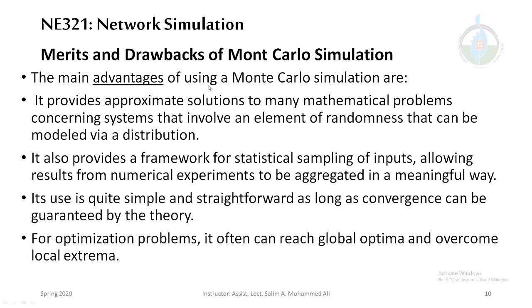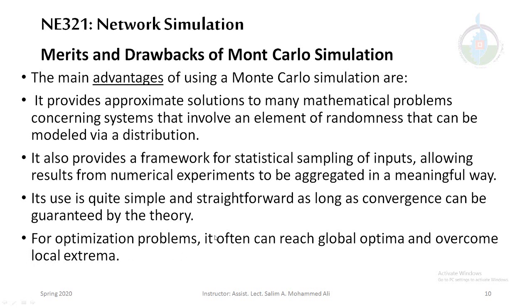The main advantages of using Monte Carlo simulations are it provides approximate solution to many mathematical problems concerning systems that involve an element of randomness that can be modeled via distribution. It also provides a framework for statistical sampling of inputs, allowing results from numerical experiments to be aggregated in a meaningful way. Its use is quite simple and straightforward, as long as convergence can be guaranteed by the theory. For optimization problems, it can often reach global optima and overcome local extrema.